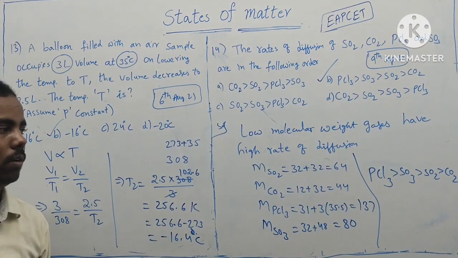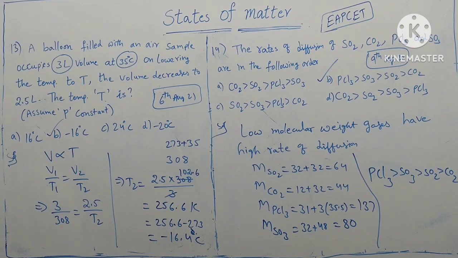That is based on molecular weight. Okay, not this one. Dear students, for the 14th one the answer is not B, because that is the order of molecular weights. Molecular weight is inversely proportional to diffusion. So answer D is correct. Low molecular weight gases diffuse fast.